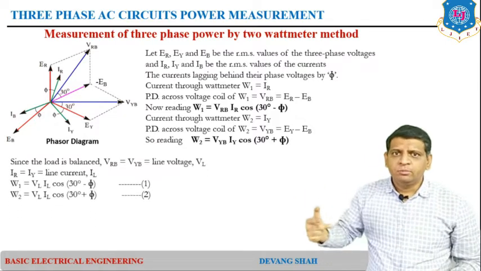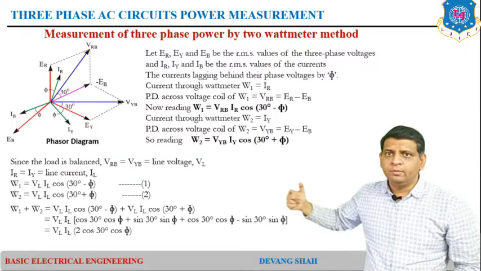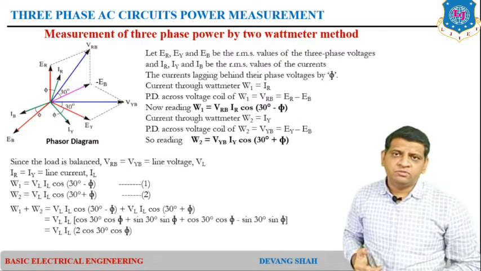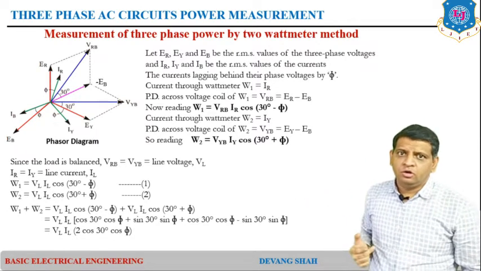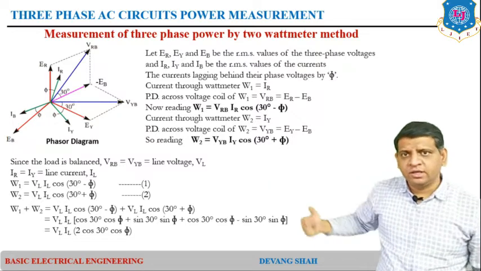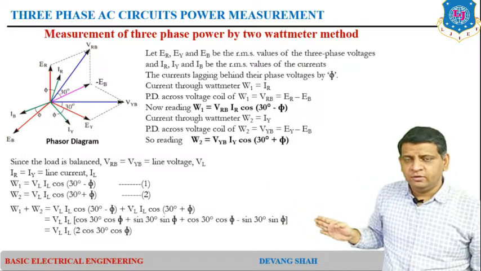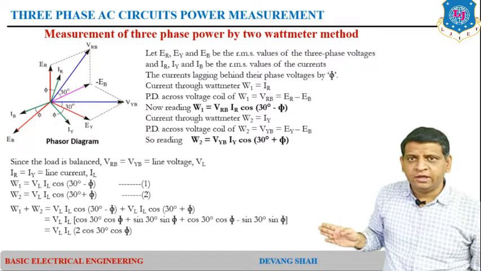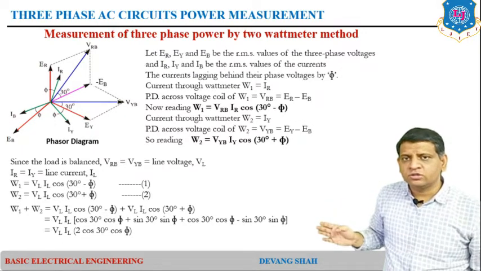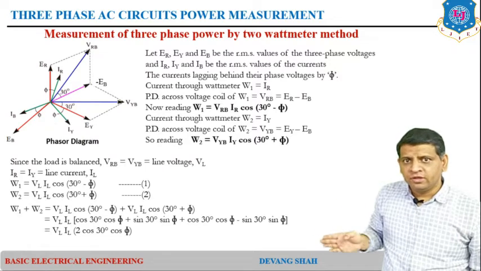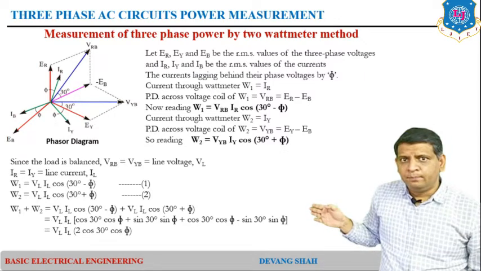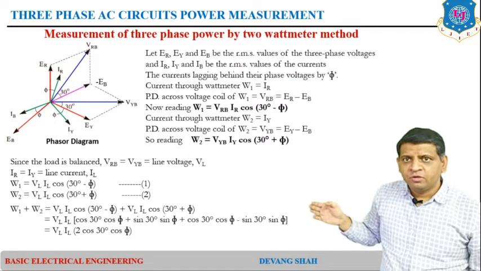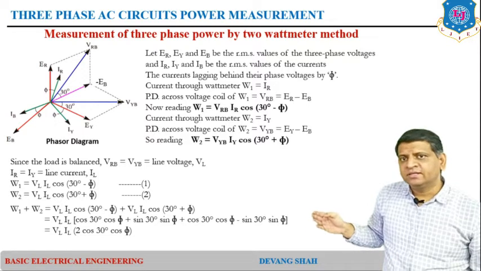Now, you take the summation of these two equations, and you will be able to find the total power, which is nothing but root 3 times VL into IL cos phi, right. So, W1 plus W2 is equal to VLIL cos(30 minus phi) plus VLIL into cos(30 plus phi). Now, here you are taking cos plus cos. So, the complete equation is VLIL in bracket cos 30 into cos phi plus sin 30 into sin phi plus cos 30 cos phi minus sin 30 sin phi.